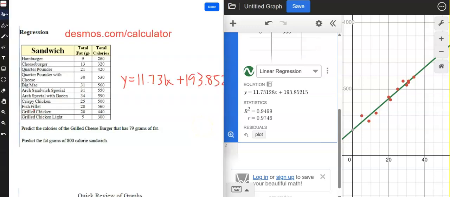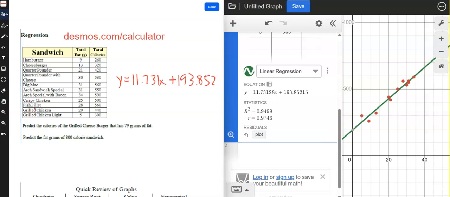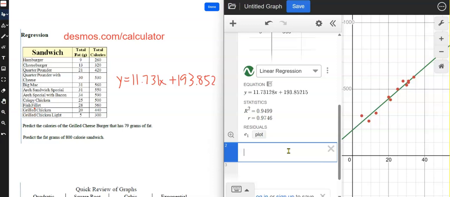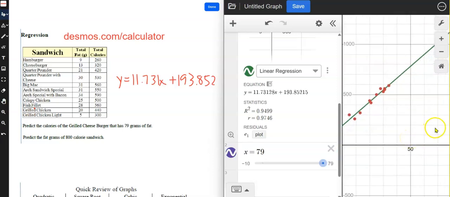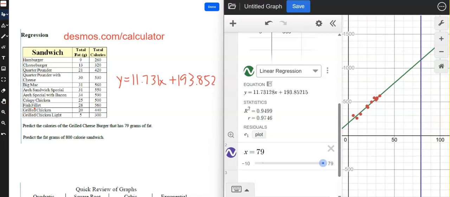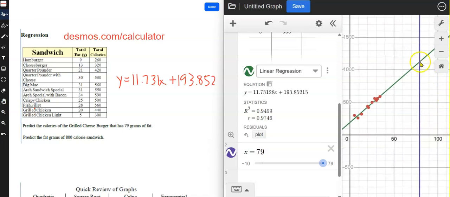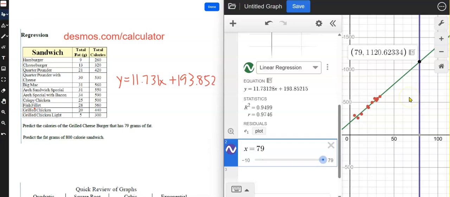Next question, predict the calories of the grilled cheeseburger that has 79 grams of fat. Okay, is that an x value or a y value? It's an x value. If you're on Desmos, you're going to type x equals 79. You can literally find it on your graph by shrinking it a little bit and seeing the intersection point between the lines and find your answer at 1120.6.